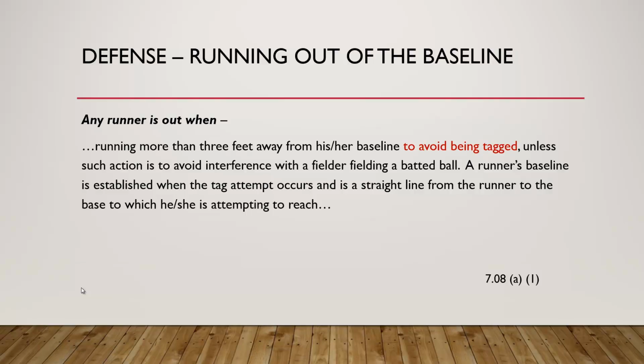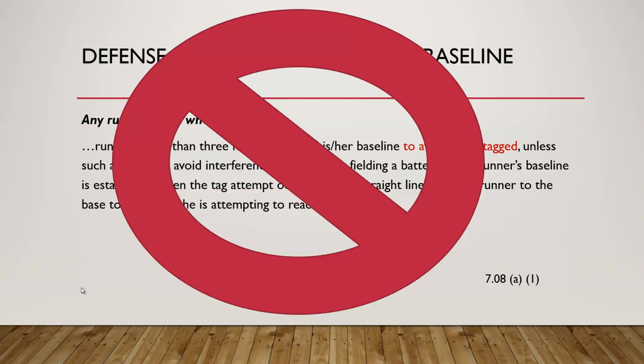Unless such action is to avoid interference with a fielder fielding a batted ball. So it's not really out of the baseline. He's not avoiding a tag, so you can't really get him out for running way outside the base path or way outside the baseline to avoid a tag, so that doesn't apply.